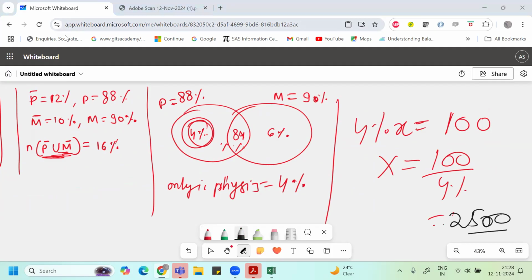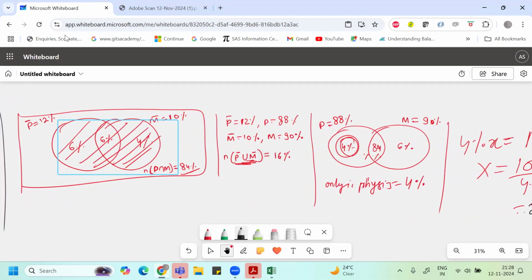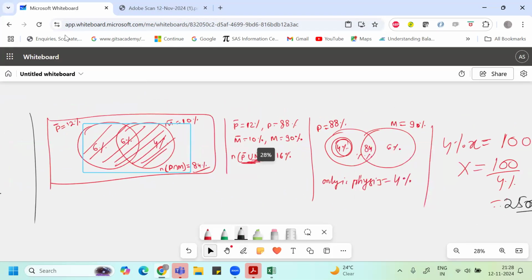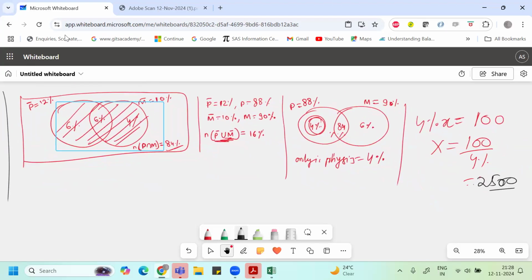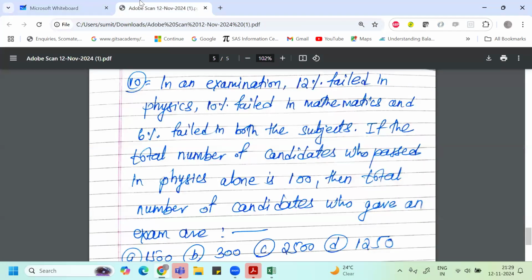Clear? If you're not able to understand this question, that is also fine. Please do not put too much pressure on yourself. And if you understood, then also fine. This is a little bit tricky question. I'll show you the question again. Just read this question, you'll understand. This question will test how much you have understood the concept of set theory.